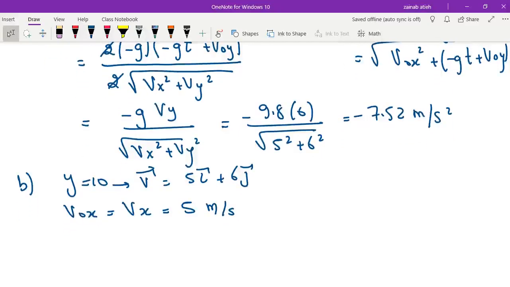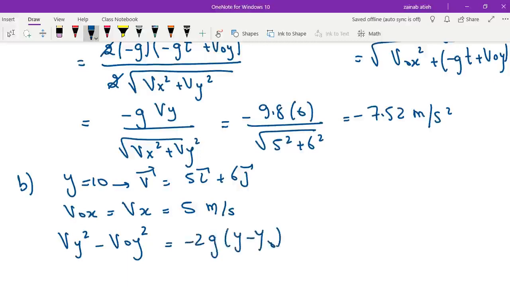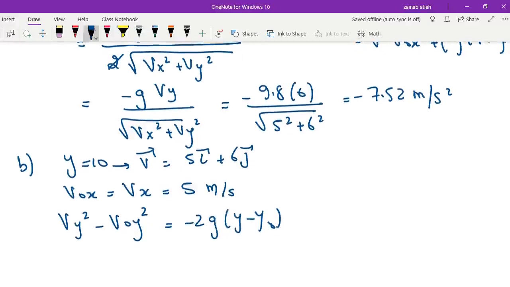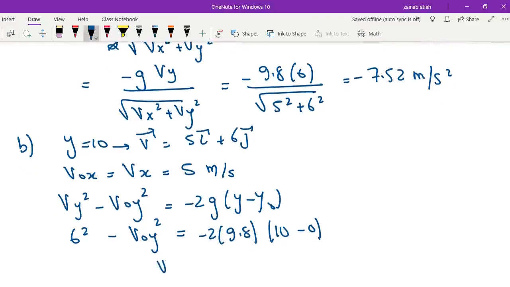بالنسبة لل V0y كيف فيني الاقيها؟ فيني الاقي ال V0y باستعمال ال time independent equation اللي هي Vy squared minus V0y squared equals minus 2g (y minus y0). بعوض هون I will get مع 6 squared هي ال Vy جبتها من هون minus أنا بدي أجيب ال V0y squared equals minus 2 (9.8) (y minus 0, it's 10 minus 0, it's 10) so I can get V0y it's equal to 15.23 meter per second.